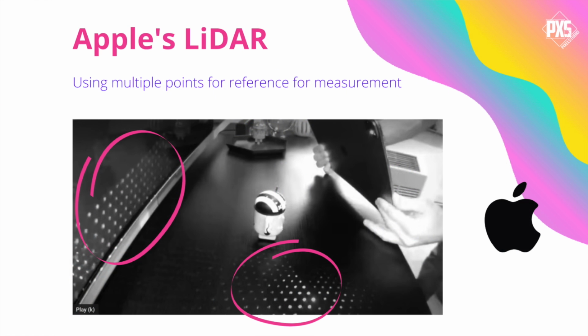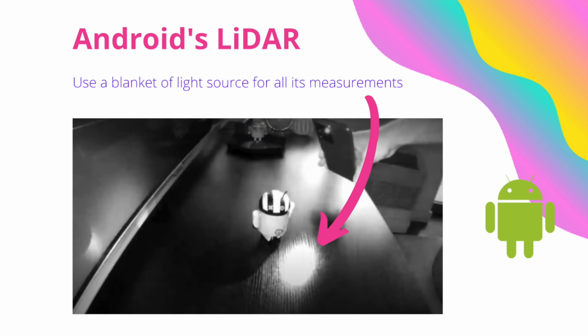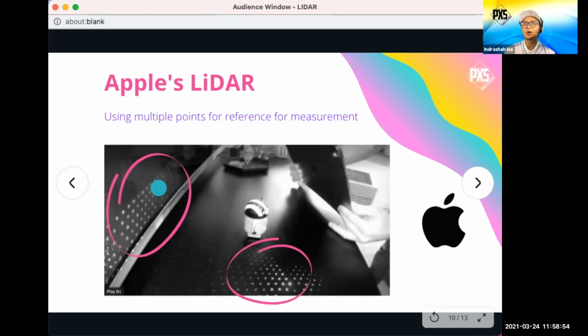Okay, this is Apple's LiDAR. You can see all the small dots, right? You cannot see this, but if you have an infrared camera, you can see all these dots if you switch on the LiDAR sensors. This is for the Apple, and this one is for the Android. You see this massive white light? This is what is coming out from the Android phones. But with iPhone, you see all these little dots, which is much more accurate.